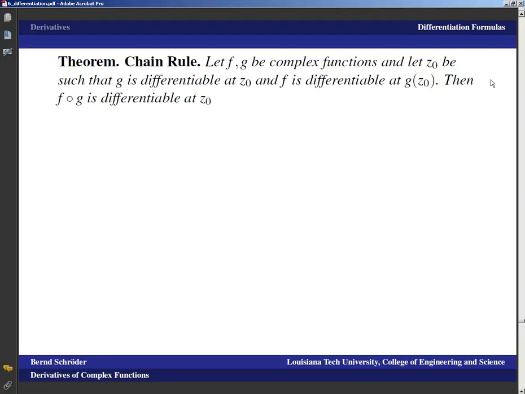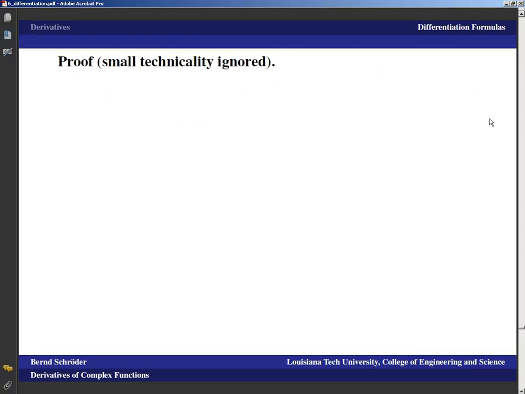Okay, then the composition is differentiable at z0. And the derivative of f composed with g at z0 is f prime of g of z0 times g prime of z0. So the chain rule is exactly the one that we are also familiar with from calculus. And the proof, well, let's talk our way through the proof, and I will have to tell you a little bit more about why we're ignoring a small technicality here.